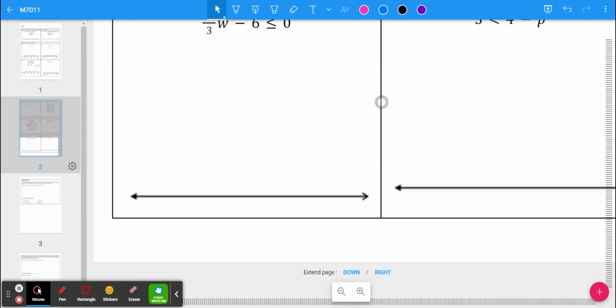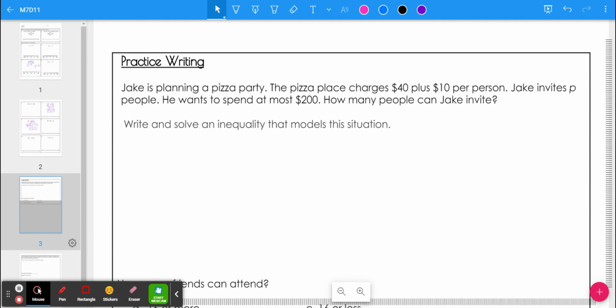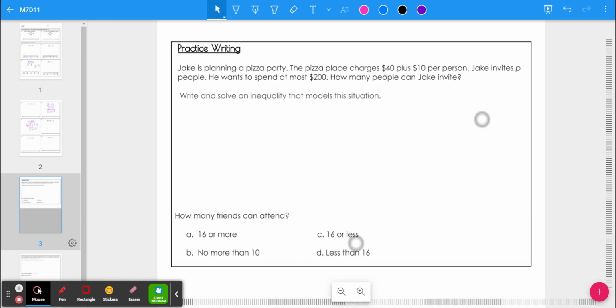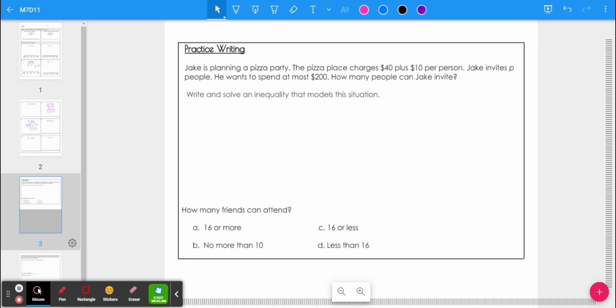And I believe the rest of the worksheet is pretty doable on your own. Okay, but I will go ahead and write the inequality for the practice word problem, and then you guys will be able to solve. So this says Jake is planning a pizza party. The pizza place charges $40 plus $10 per person. Jake invites P people. He wants to spend at most $200. How many people can Jake invite?